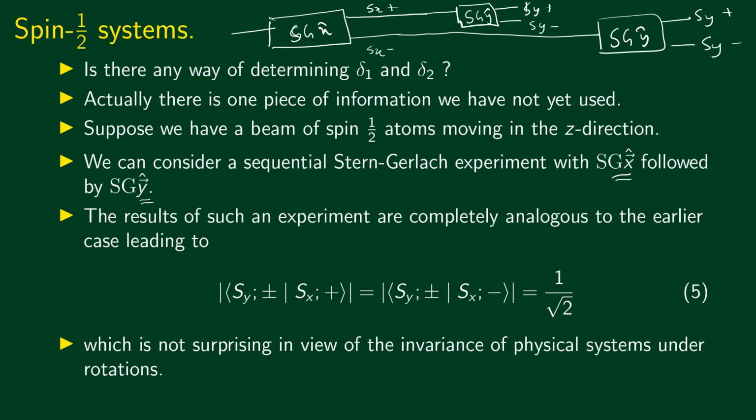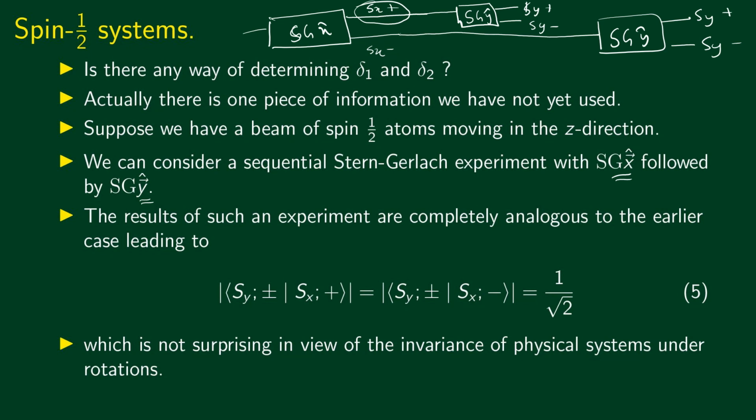If this argument is not satisfactory, we could just carry out the experiment, and the result will be that if I send a beam of Sx plus atoms into an SG y hat apparatus, I'll get two outputs. Similarly, if I send an Sx minus beam into an SG y hat apparatus, again I'll get two beams. We can also see that the intensities are equal, which means that the probabilities are equal.